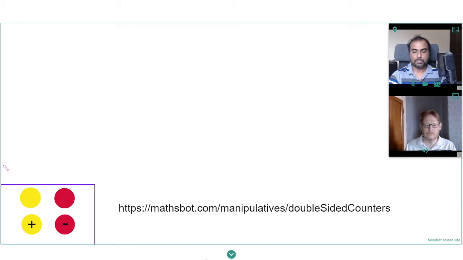So what we have here on the bottom left is some counters, and the yellow counter could be thought of as having a positive charge and the red one a negative charge. So if I was to move a positive charge and a negative charge together, they have a charge of 1 because it's only one counter. Mathematically, we know that positive 1 added together with negative 1 gives us 0.